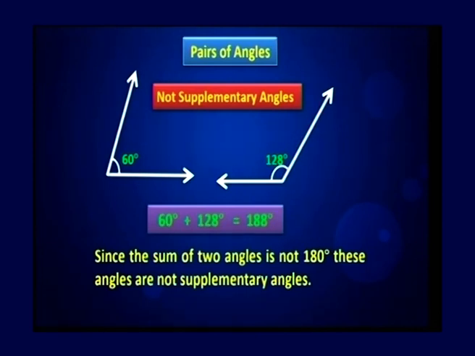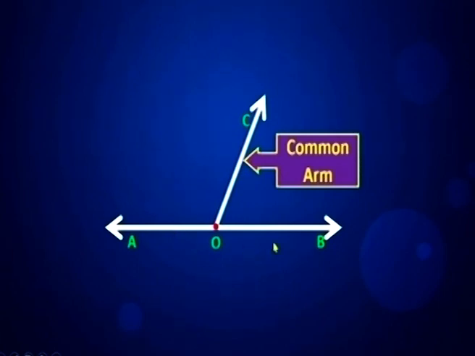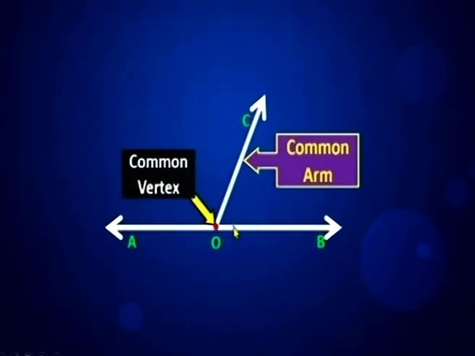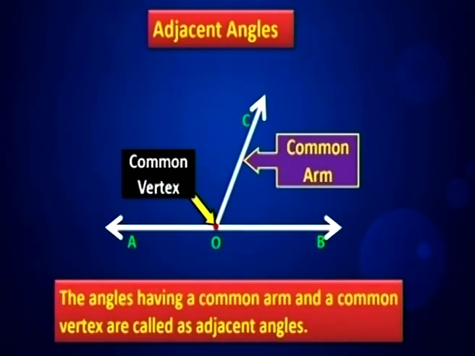So children, now that you have learnt about complementary and supplementary angles, look at the pair of angles shown on your screen. Here these angles are formed by ray OA, ray OB and ray OC. Notice that this ray OC is the common arm, and also we see that point O is the common point for all these rays. I can say this point is the common vertex. So it has two angles, that is angle AOB and angle BOC. These two angles have a common arm OC and a common vertex O. Such pairs of angles are called adjacent angles. That is, angles having a common arm and a common vertex are called adjacent angles.